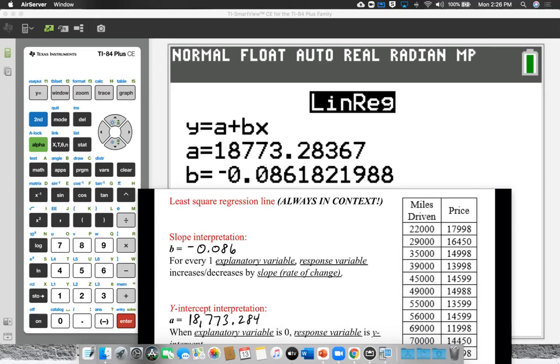We're going to put the equation here. So y hat equals A. A was 18,773.284 plus BX, which is negative 0.086 x. There's our equation. Okay.